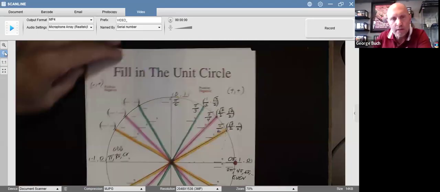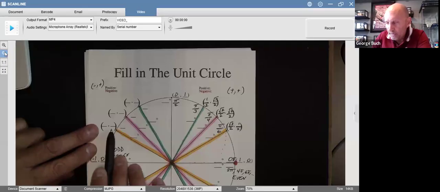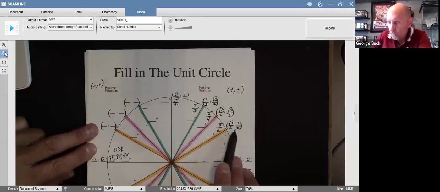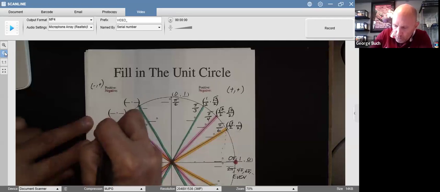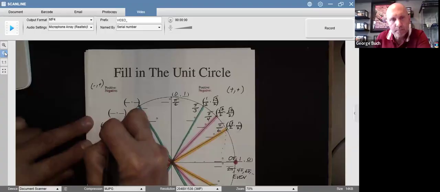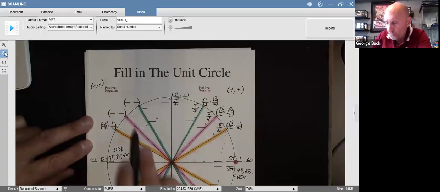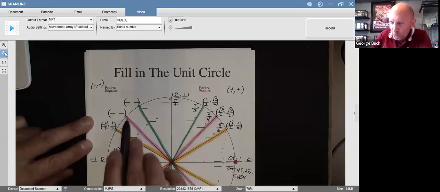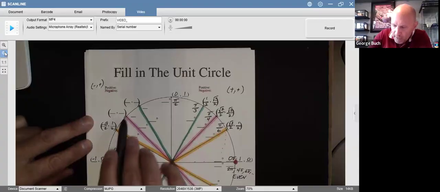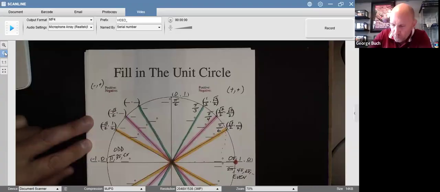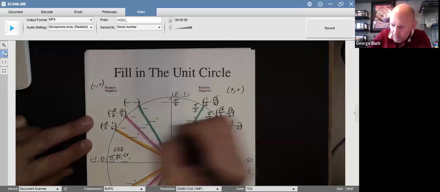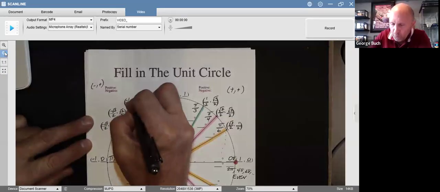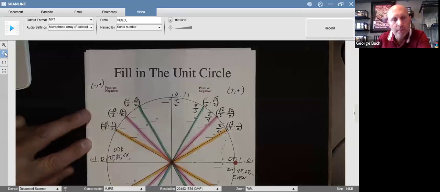So this orange line in quadrant 2 is the same values as the orange line in quadrant 1. So root 3 over 2 and 1 half. But here, X has to be negative. So it's negative root 3 over 2, positive 1 half. And the same holds true for the pink line. Root 2 over 2, root 2 over 2, but because x is negative, it's negative root 2 over 2, positive root 2 over 2. And the green is negative 1/2, positive root 3 over 2 for the green one in that quadrant.